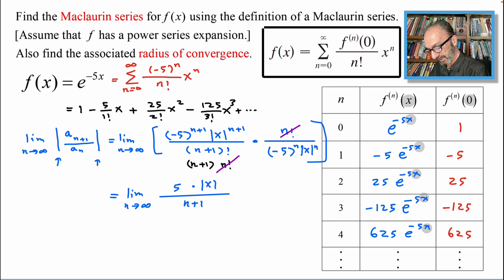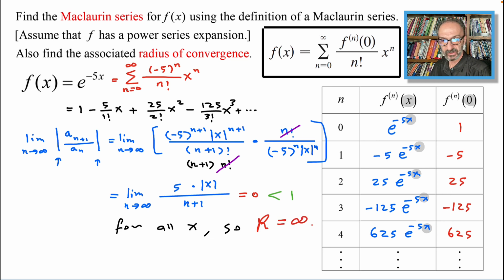And as n approaches infinity, the denominator goes to infinity, so the fraction goes to 0. This equals 0. X has nothing to do with the limit. We could put it outside, but there is no need. Clearly, this is less than 1 for all x. So R equals infinity. That's the radius of convergence.